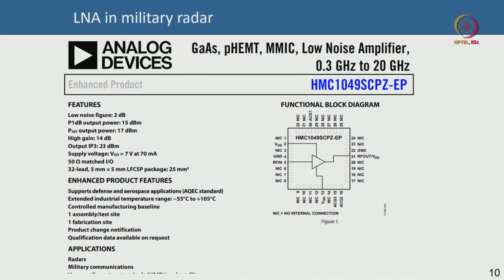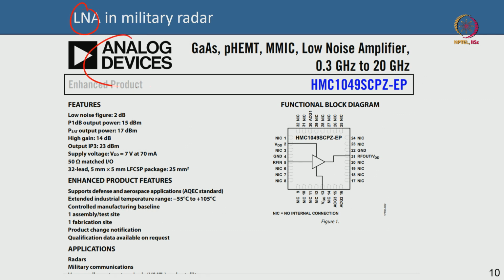Now, for example, I want to come to a device that is used in an active military radar. So in a military radar, what kind of LNA, low noise amplifier, could be used? I told you a radar should have a low noise amplifier, power amplifier, a switch and a phase shifter in the TR module, the transmit receive module. So what is the device that is used to make a low noise amplifier in a military radar?